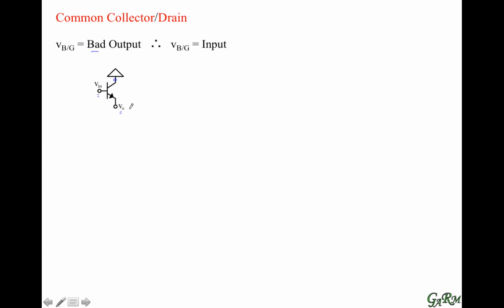Now the first thing we will do is replace the BJT symbol with its small signal equivalent circuit. We have R pi connecting from the base to the emitter. We have a gm current source connecting from the collector to the emitter. And then we have a little ro connecting from the collector to the emitter. The collector has no small signal variations, so we connect AC ground to it. The base is the input, and the emitter is the output.